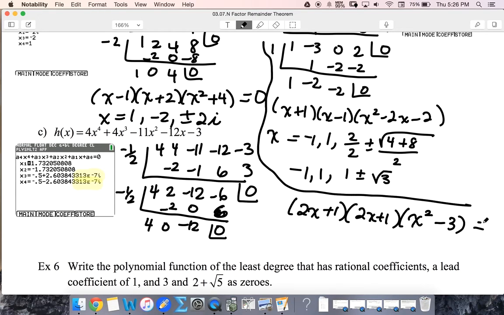Notice then, if we put it equal to 0, x is negative a half, repeated, and plus or minus square root of 3, like we anticipated. The alternative to write this out would be x plus a half times 4x squared minus 12. But when we factor, we never have fractions. We always have integers, which is why we want to write it like this instead.